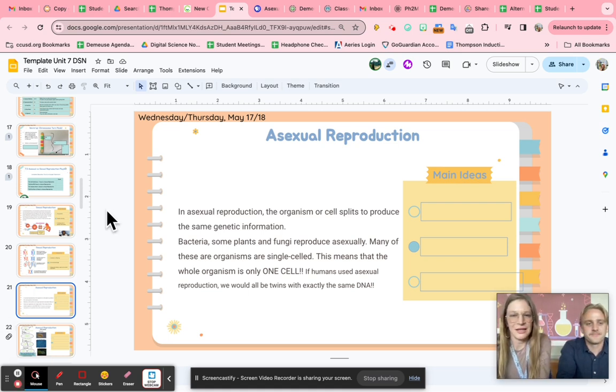Yeah, mango yogurt. Well, also spider plants reproduce asexually, and some lizards. There is a species of lizard that is all female.